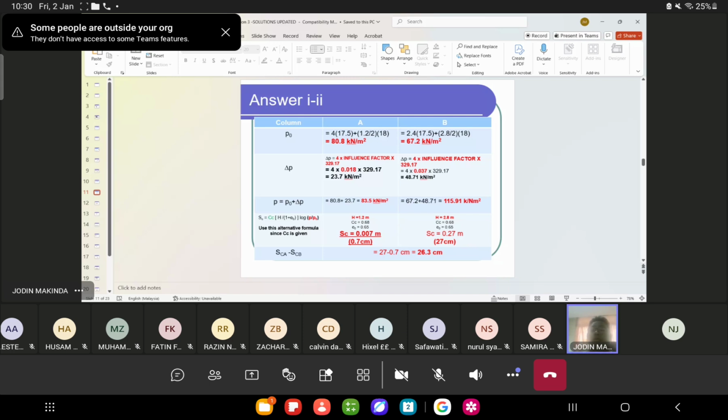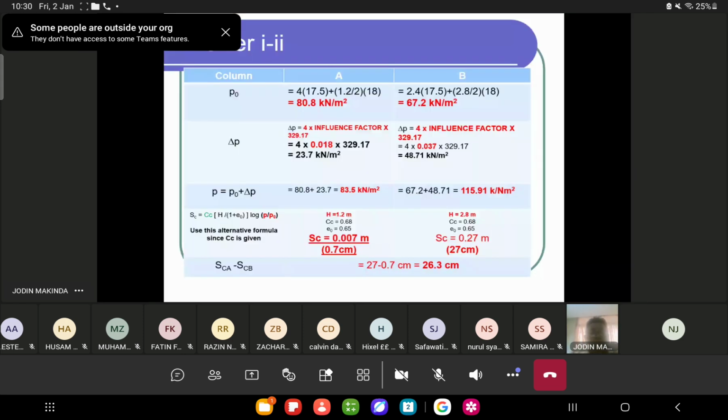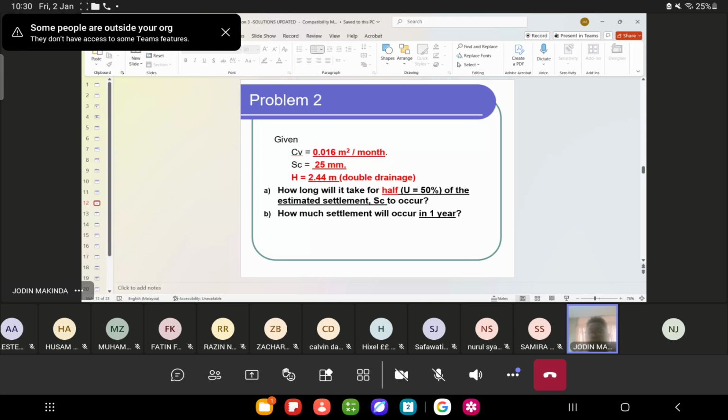Do not make mistakes with the excavation. Do not make mistakes with the value of Z. If you make mistakes with these two, your answer will be inaccurate. Okay. Any questions so far? Okay.